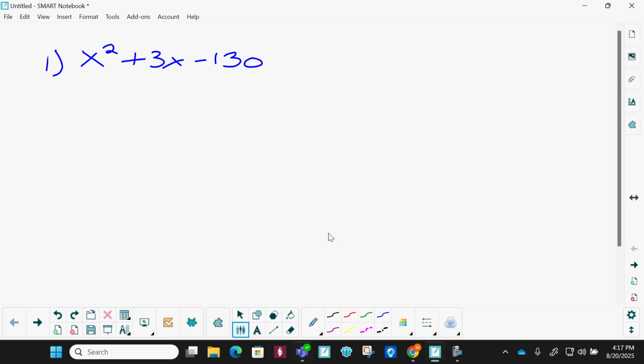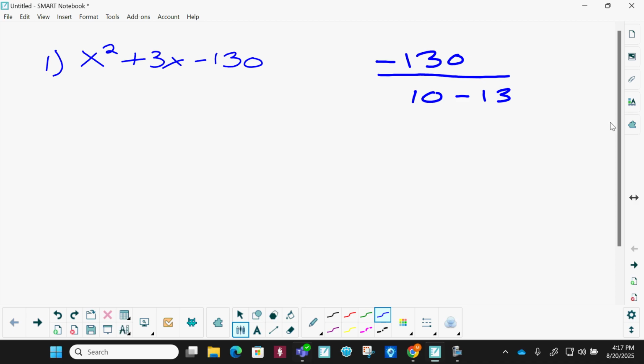Let's see, why are we not writing? Let's see. I need factors for 130. Okay. And here's the thing. I need it to add up to 3, or in this case, subtract to 3. So factors of 130. Okay. The ones that come to mind right now are 10 and 13. Now, this needs to, when I multiply, equal negative 130.